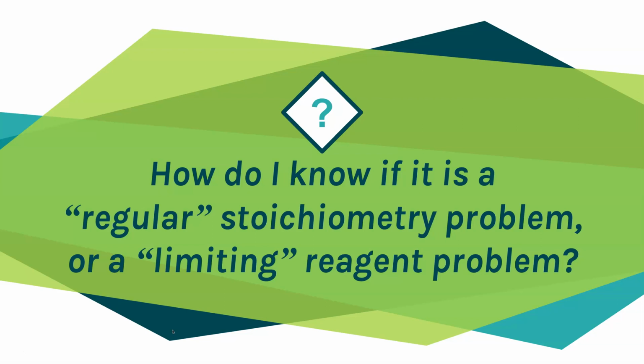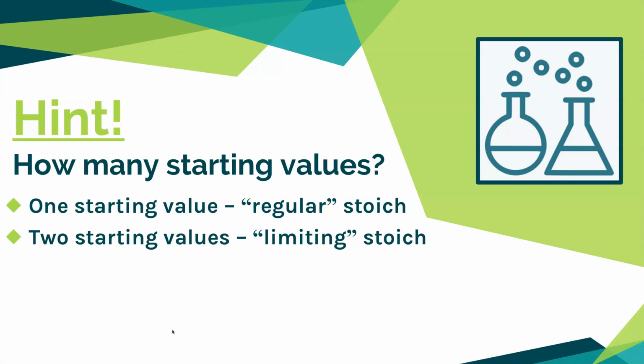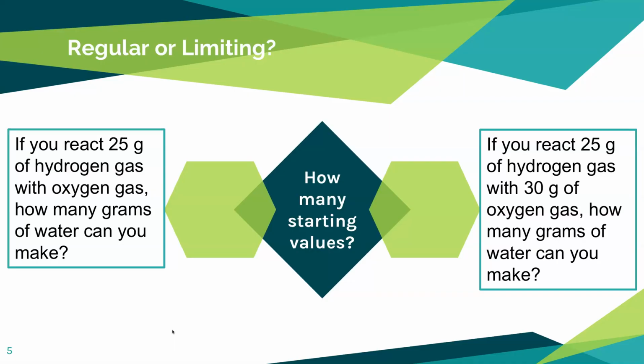So how do I know if it's a regular Stoich problem, like we have been doing, or a limiting reagent stoichiometry problem? We have to look for some key things about the problem that will identify it. So first little hint, how many starting values? When you only have one starting value given, it's a regular Stoich problem. If you have two starting values given, it has to be a limiting Stoich problem. It's kind of clear as day based on those two things. So regular or limiting. Let's look at the one on the left.